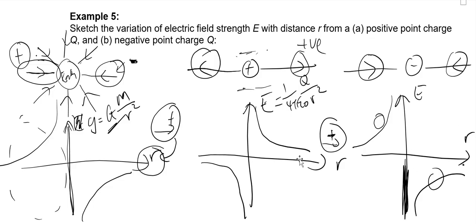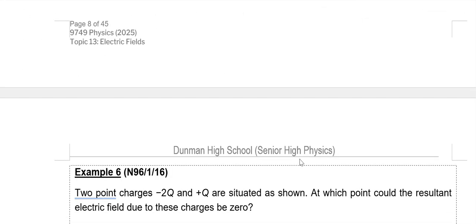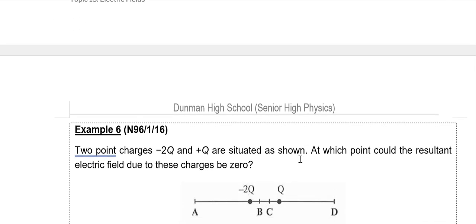Right, let's see if I can push on to one more question. You can try this question, then we'll come back in the next session to give you the answer.